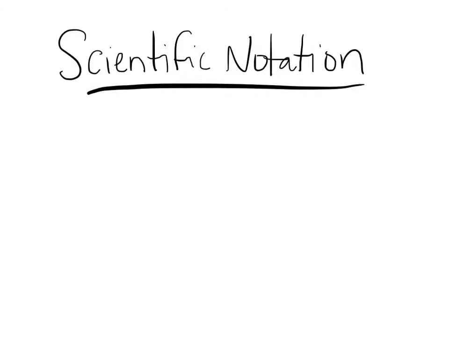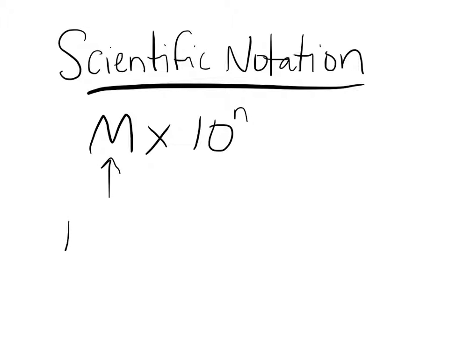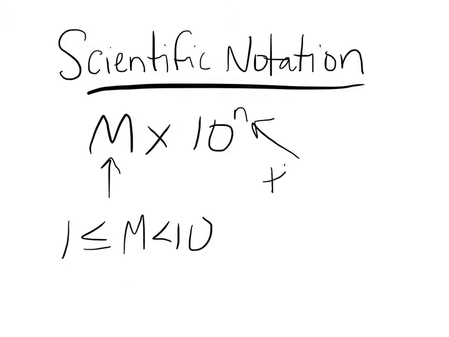Scientific notation is a way to write numbers that are very small or very large without having to write tons of zeros, and it's in the form of m times 10 to the nth, where m is a number that's between 1 and 10, so it can be equal to 1, but it can't be equal to 10, and n tells the number of positions to move the decimal point.